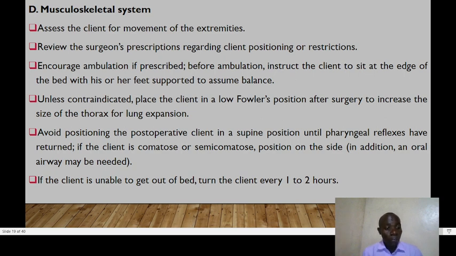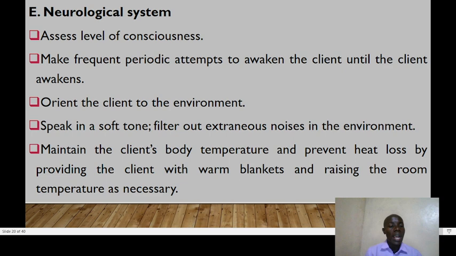Remember, you need to avoid positioning the postoperative client in supine position until the pharyngeal reflexes have returned. If the client is comatose or semi-comatose, you position this patient on the side. If the client is unable to get out of the bed, you need to turn the patient every 1 to 2 hours. What about neurological system?